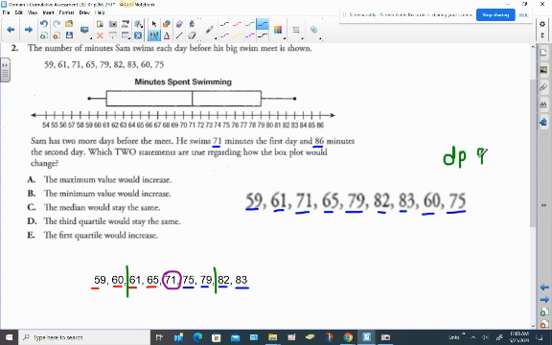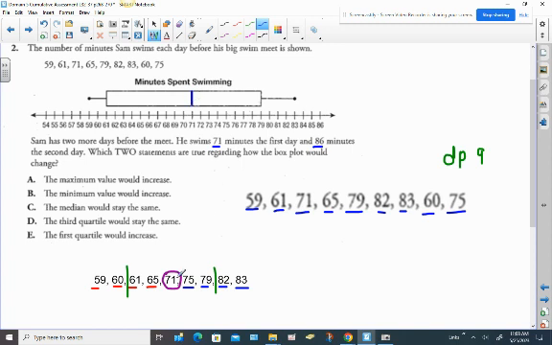Now, if there are 9 data points, 9 divided by 2 would be 4 and 5/10. We'd have to count 1, 2, 3, 4 from the low end and 1, 2, 3, 4 from the high end. We have that one number in the middle, which would be 71. So 71 is the median that's shown here in the box plot.